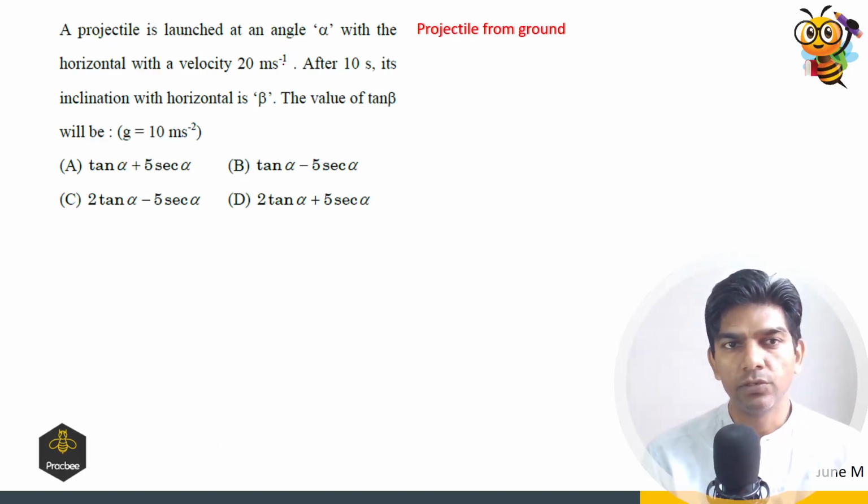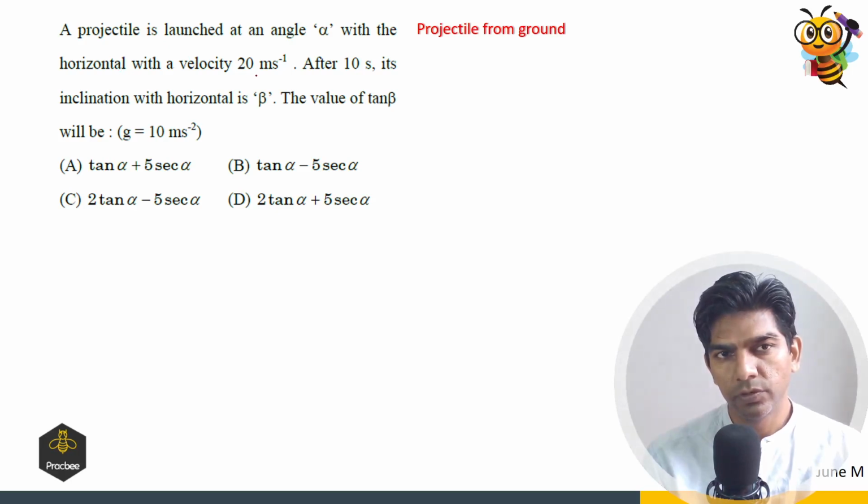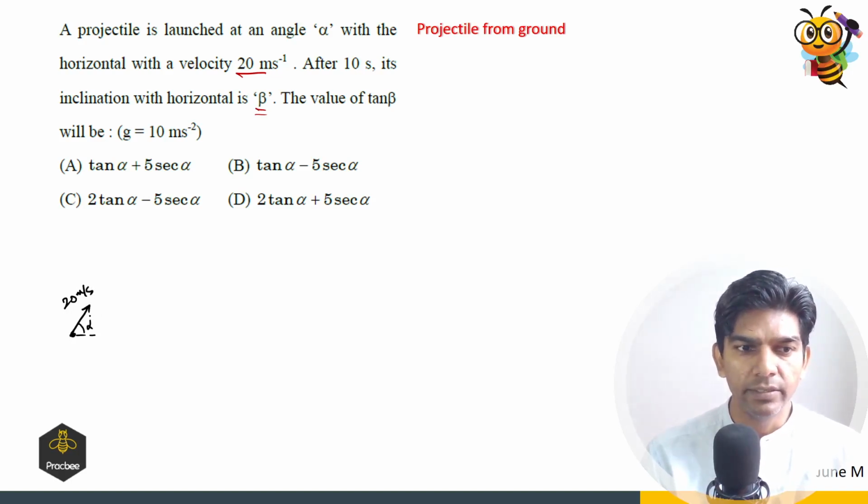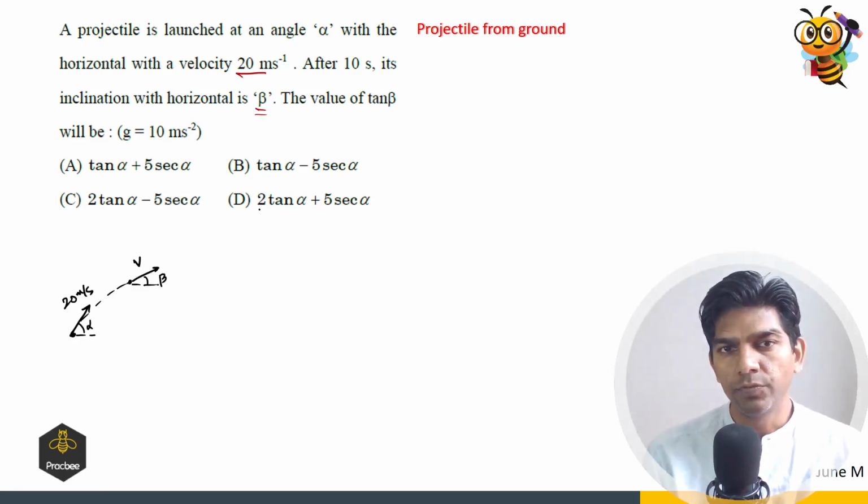A projectile is launched at an angle alpha with the horizontal with a velocity 20 meters per second. After 10 seconds, its inclination with the horizontal is beta. The value of tan beta will be, right? So let us see. So we have launched a projectile with initial speed of 20 meters per second at an angle alpha. And after 10 seconds, its inclination becomes beta. So this becomes beta and velocity becomes v. So we have to find tan beta.